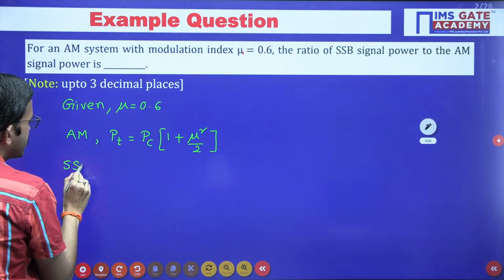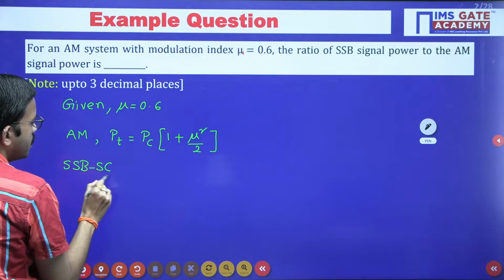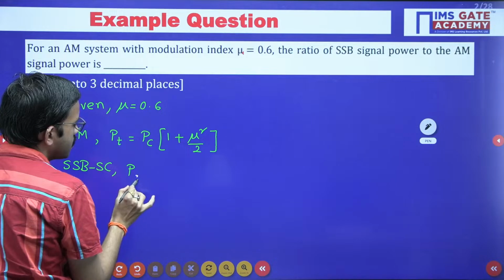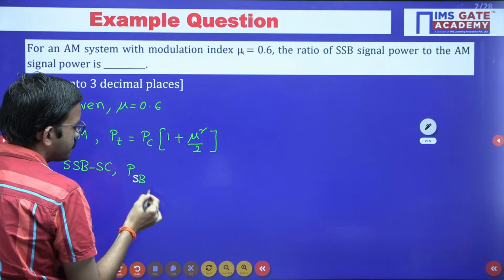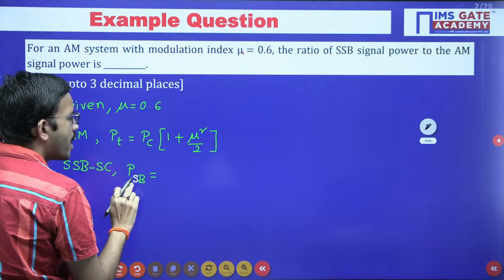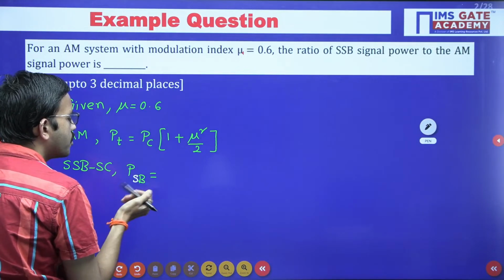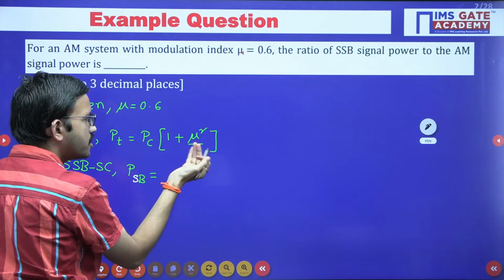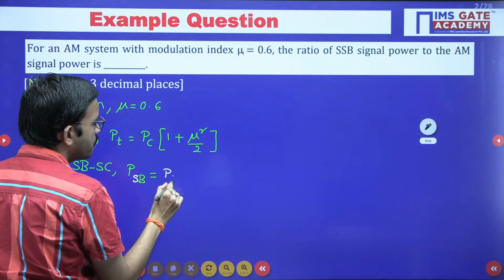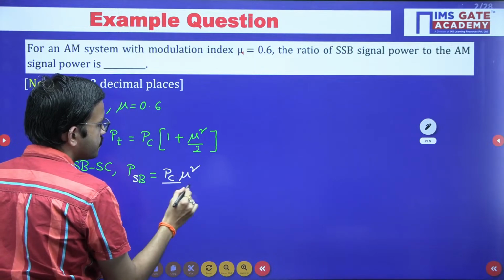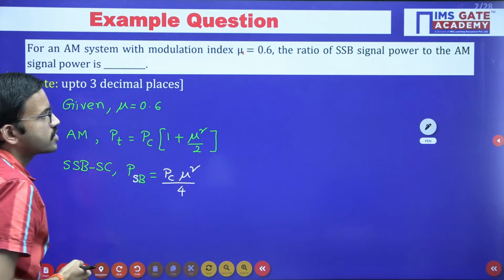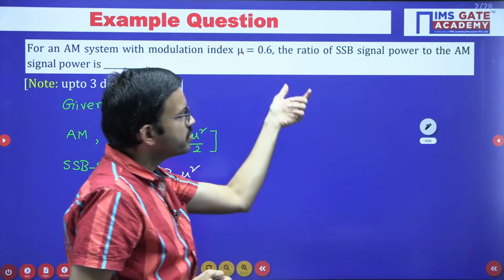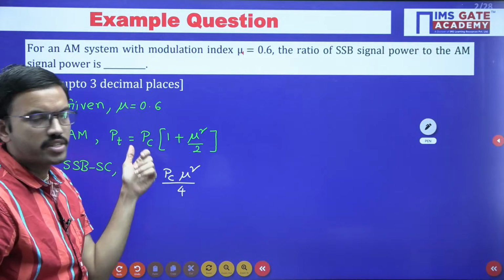So in SSB-SC, the power required, since you are having only a single sideband, I am representing as P suffix SB. So PC into mu square by 2 divided by 2, that is nothing but PC into mu square by 4. Now in this question they are asking the SSB-SC signal power in the numerator and the AM signal power in the denominator, right?